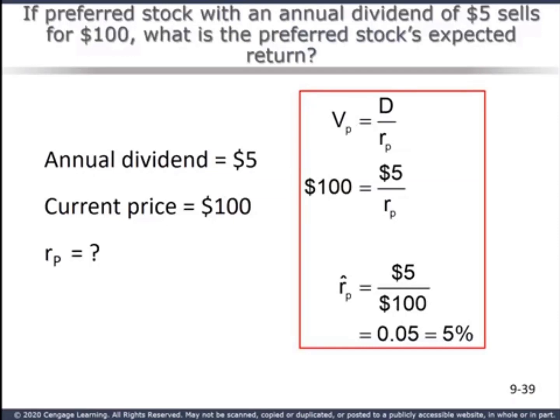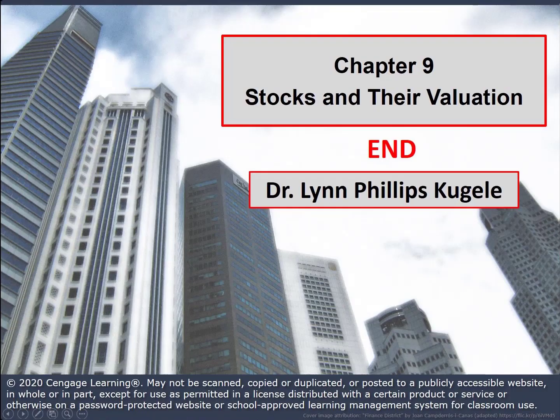Note that the formula for valuing a perpetuity is just the constant growth equation with g equals 0. In our example, a preferred stock pays a $5 annual dividend and is currently selling for $100. In this case, we turn the formula around to solve for the required return, 5%. This ends our coverage of stock and its valuation techniques.